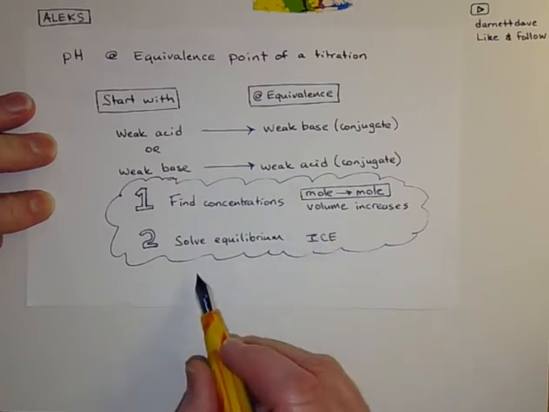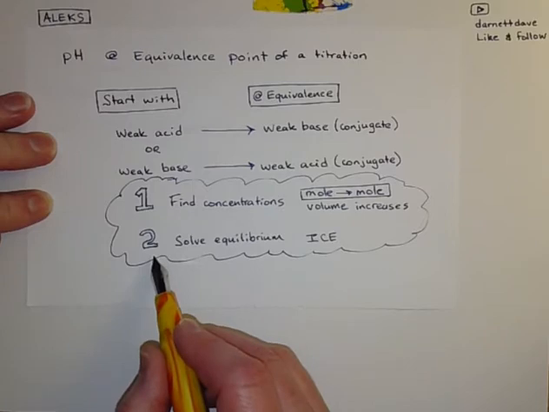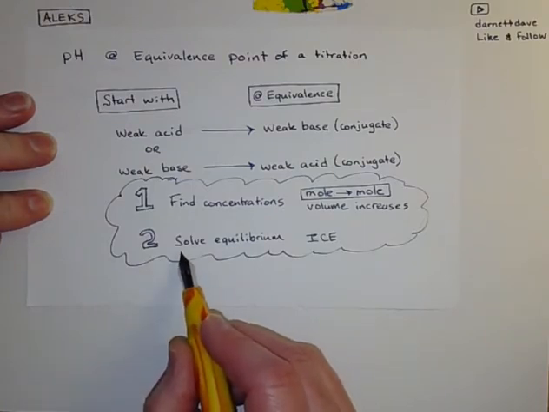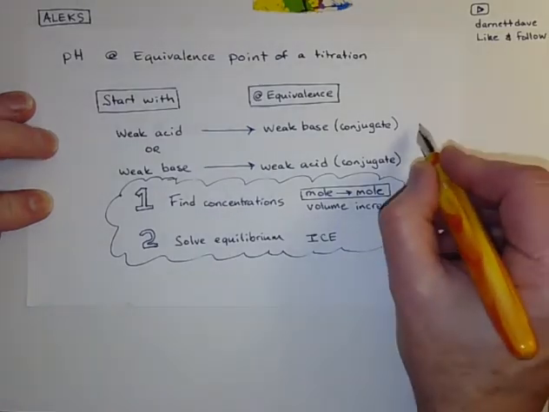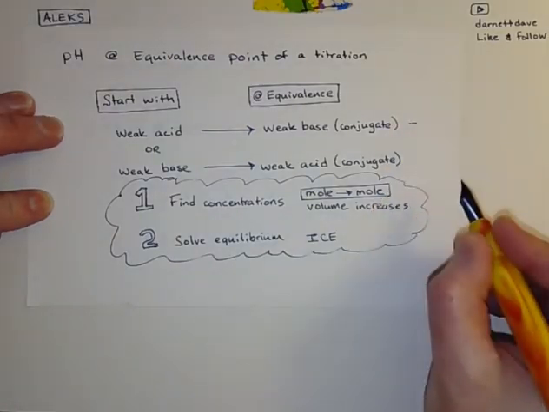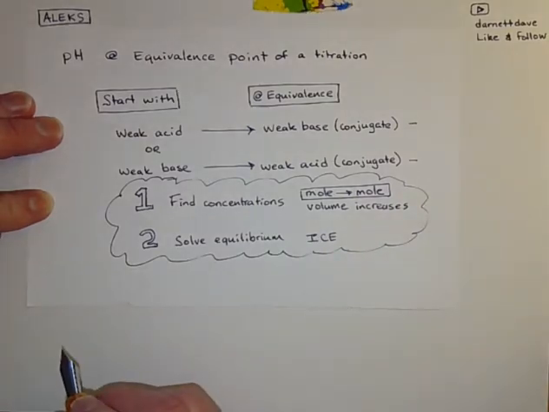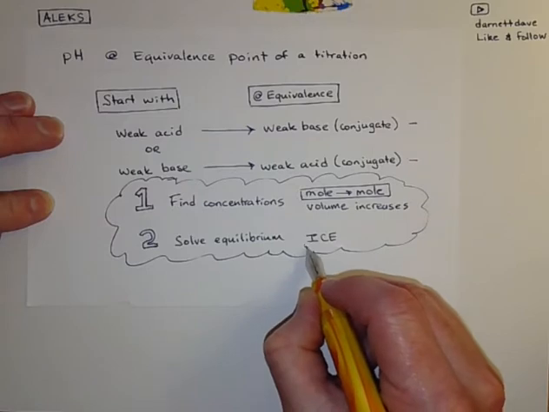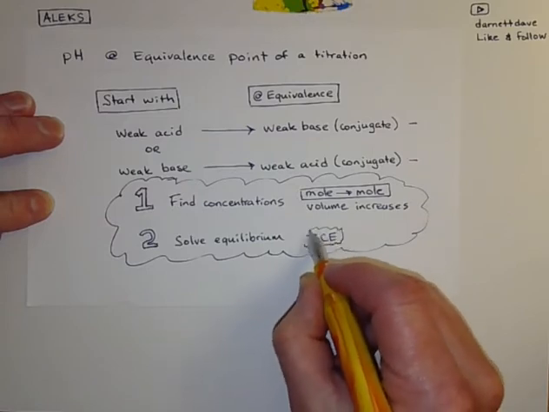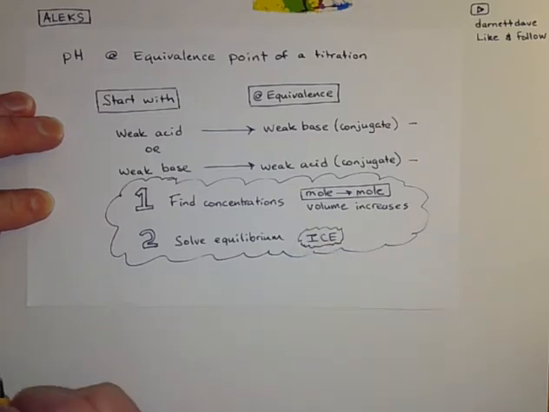Once we've got that concentration, then we need to solve the equilibrium that occurs at the equivalence point. So we're going to be either solving a weak base equilibrium or we're going to be solving a weak acid equilibrium, depending on the type of problems that we have. In either case, we're almost certainly going to be using an ICE chart to figure out this problem.